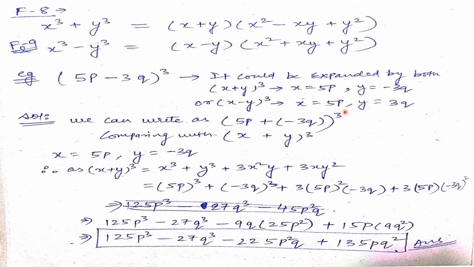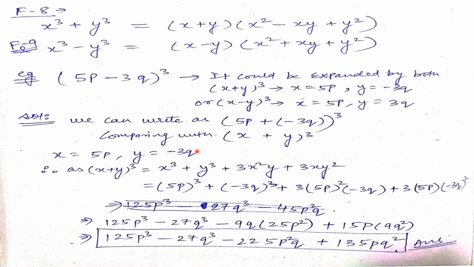You can do this directly by the formula or by this also. So we can write this question as (5p + (-3q)) whole cube. We can write it like this because I want to use the first formula, that is the positive one. Now if you compare with the formula (x + y) whole cube, x and 5p are corresponding, so x equals 5p, plus and plus are corresponding, so it is correct, and y corresponds to minus 3q, that is why y is minus 3q.